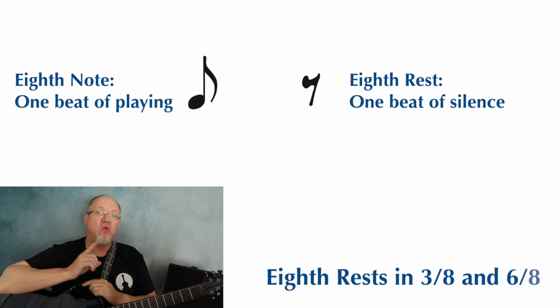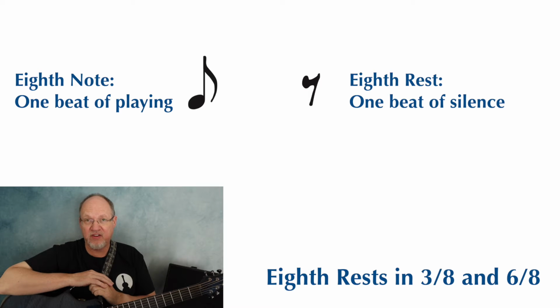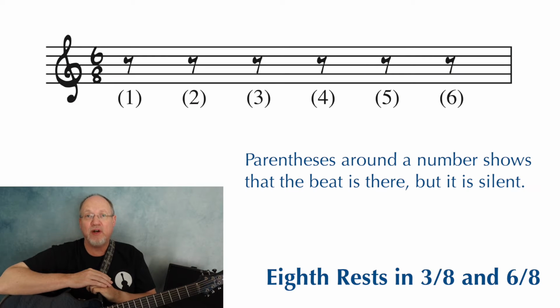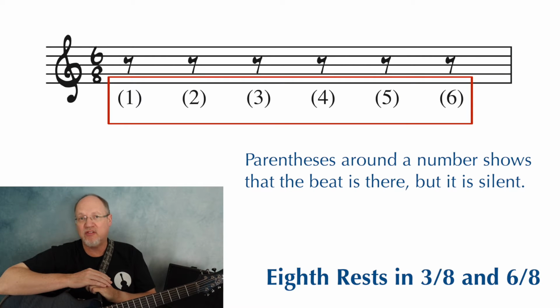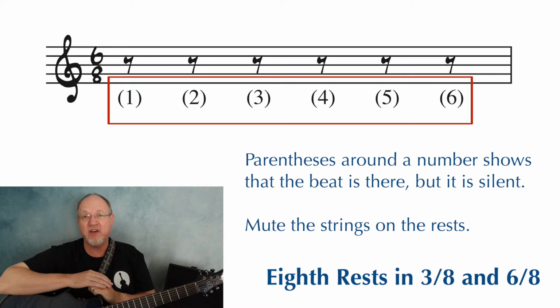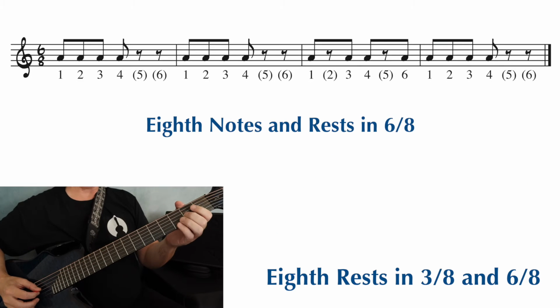If an 8th note is one beat of playing in 3/8 and 6/8 time, then an 8th rest is going to be one beat of silence. As with any other rest, when I write out the counting, I'm going to put parentheses around any beat attached to an 8th note to show that the beat is silent, but it's still there. Here are some rhythms mixing up 8th notes and 8th rests. And remember that when we have a rest, we want to mute the strings so that the string is silent during the rest. This first example is in 6/8 time.